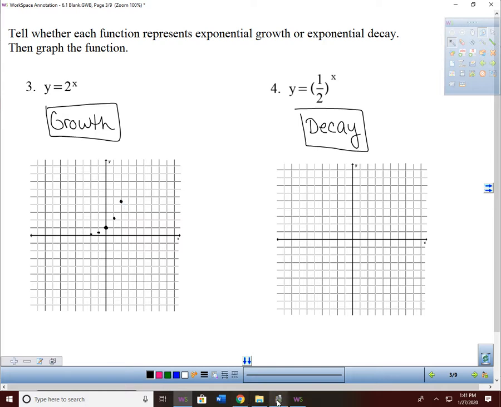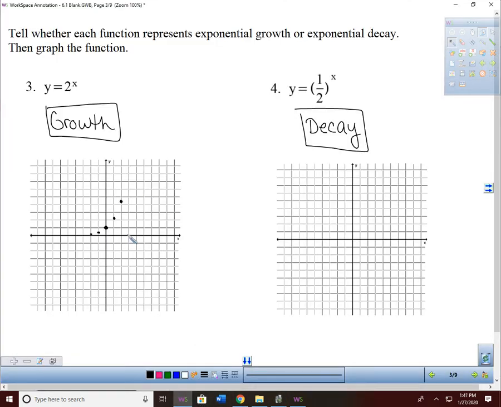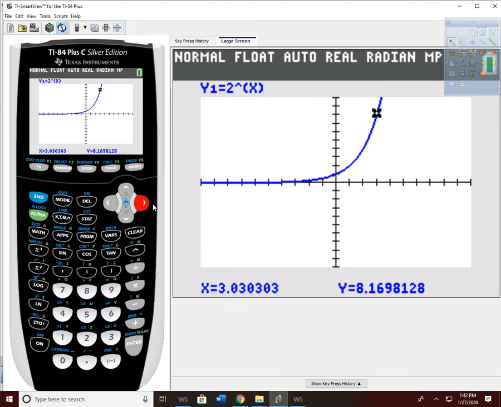And I think we can do one more. All right, so when x is 3, I'm a little past 8. And I don't think I can fit any more on here. So you should fit as many as your graph will allow. So if I go when x is 4, I'm off the graph.